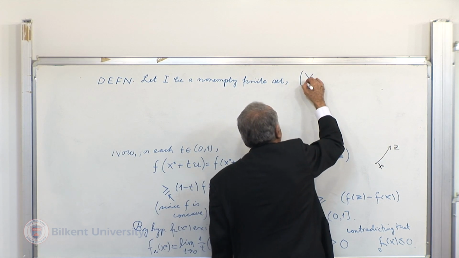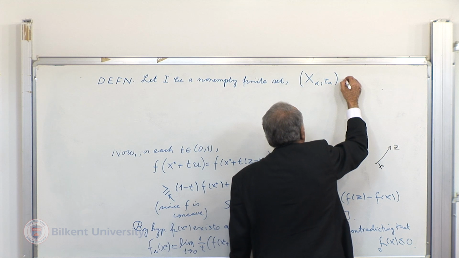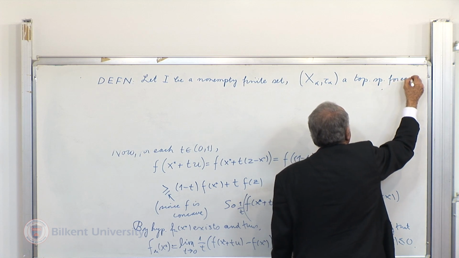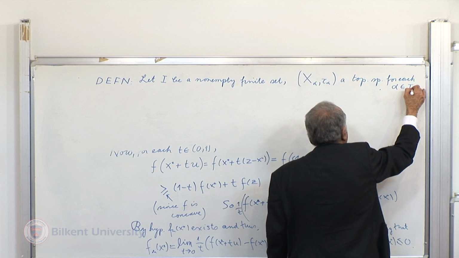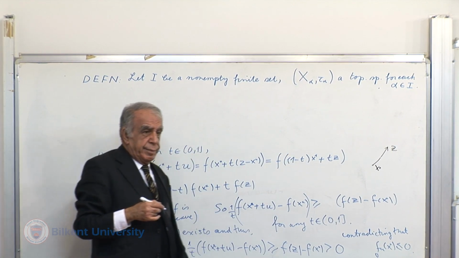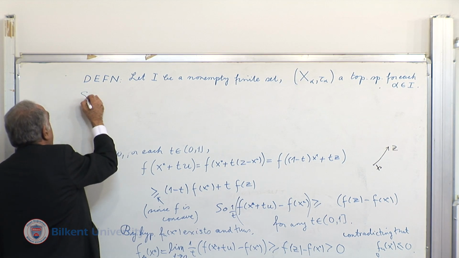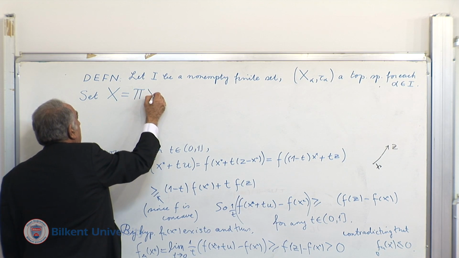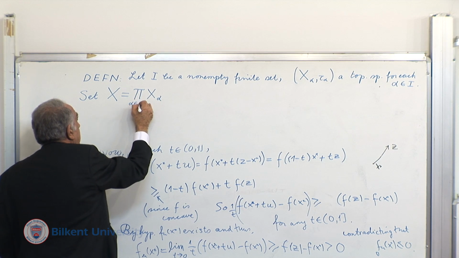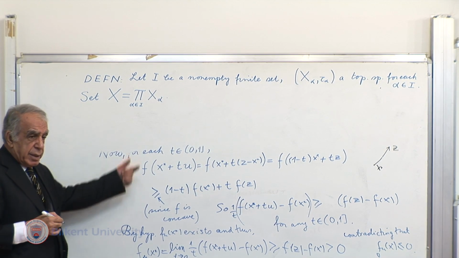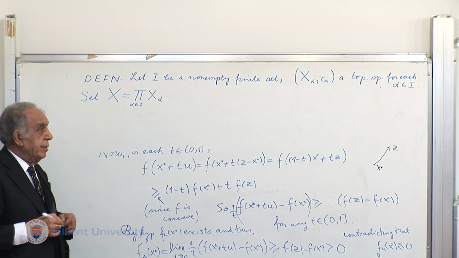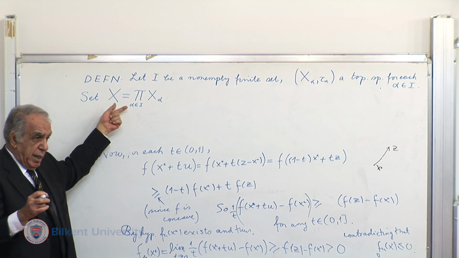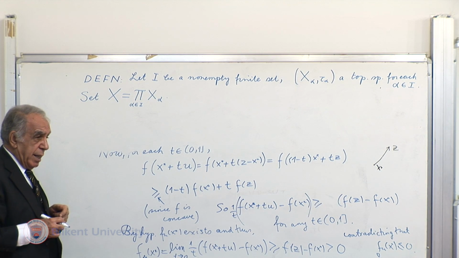X alpha, tau alpha, a topological space for each alpha in I. Now set X equal to the product of these spaces. So this is just a Cartesian product. Any member x in cap X is a bundle of x sub alphas such that alpha is in I.